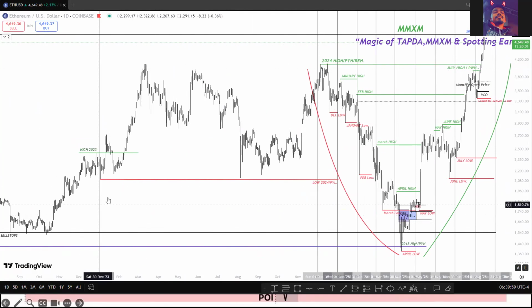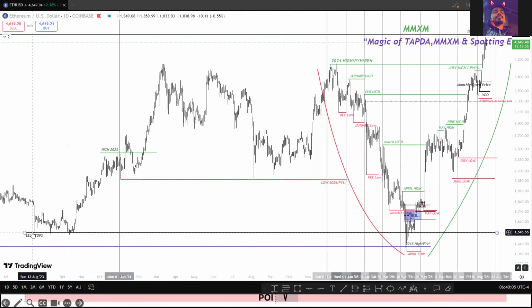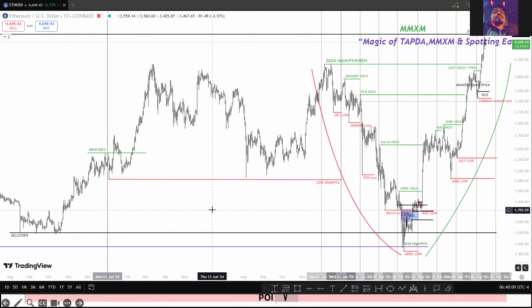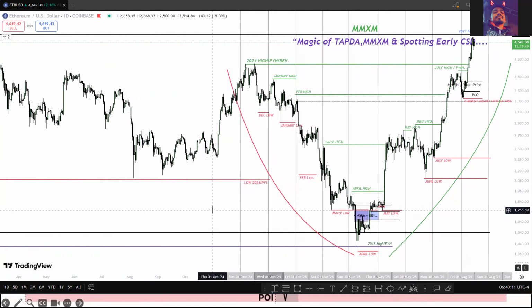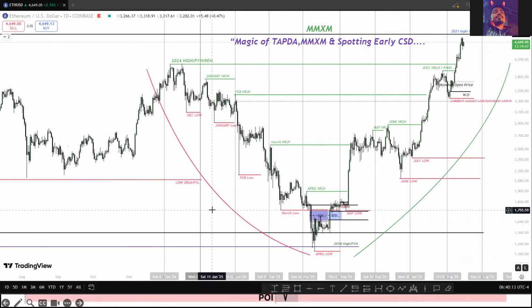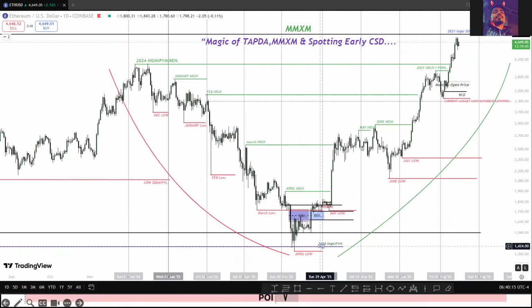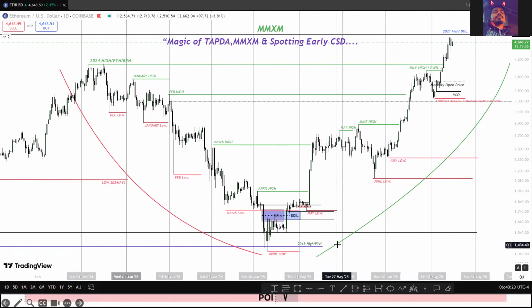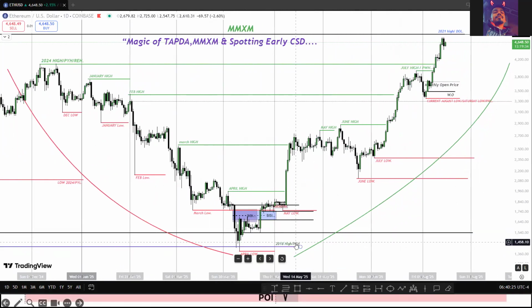Okay, and the 2024 low is here, which I have annotated on my charts, as well as sell stops. Okay, original consolidation for the sell model, as well as our point of interest, which was the 2018 high, which is the previous XH. Okay, previous year high.